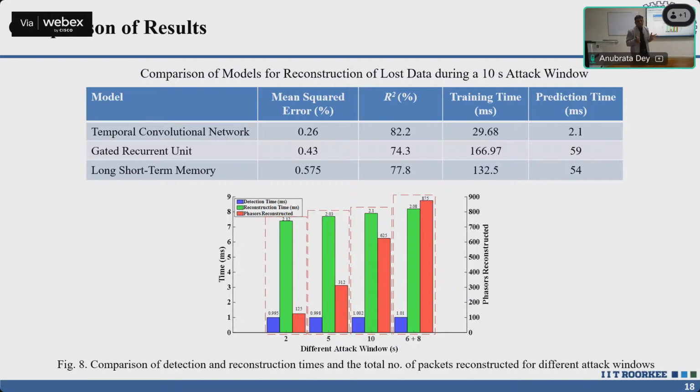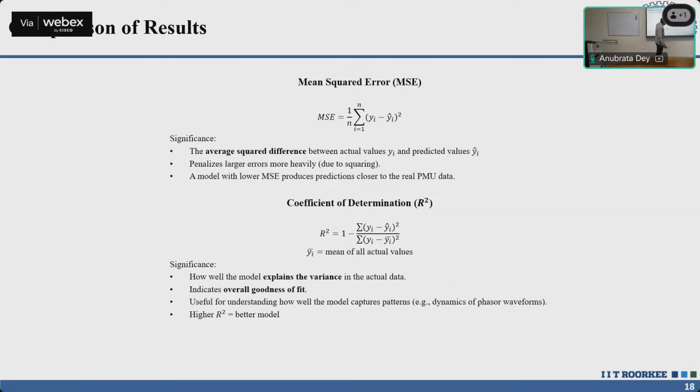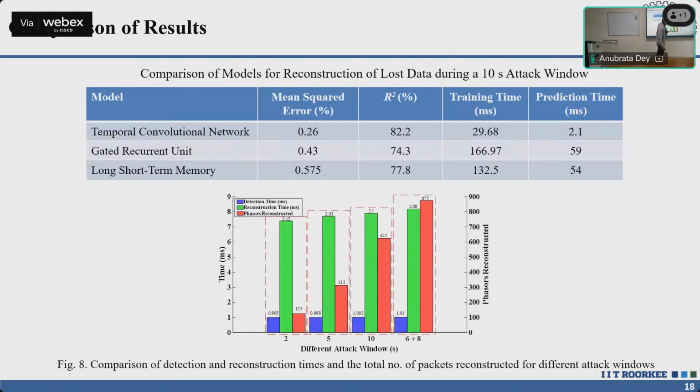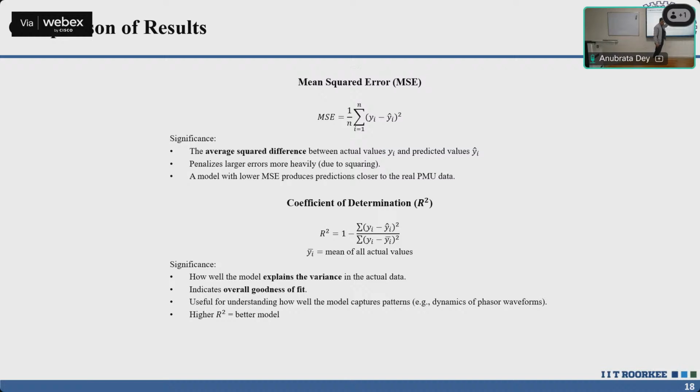So that means whatever reconstruction you are doing can be done within that period of time, and that data will be reconstructed by the PDC. So that is what you can see here. This is the formula which we have used for, let's say, mean square error and R square. This is a very conventional formula, right? And for R square also you can use this formula for the coefficient of determination, that is R square, right? That you can use.